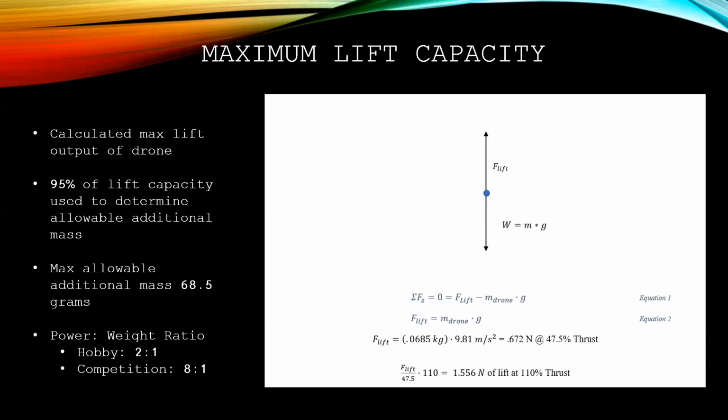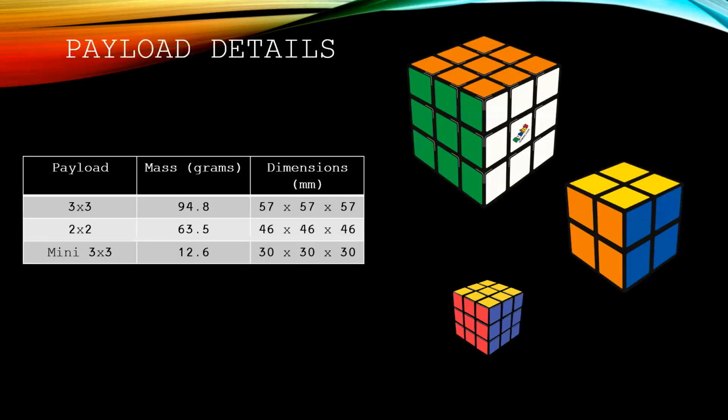This ratio indicates that at max lift, the motor can sustain twice the weight of the drone. We also found that this ratio of 2 to 1 is a typical ratio of hobby drones. Just for comparison, competition drones have ratios ranging from 8 to 1 to 14 to 1. Once the limits of the drone were determined, we began to consider the payload in the total mass of the drone. This payload varied throughout the project due to the mass limitations of the drone.